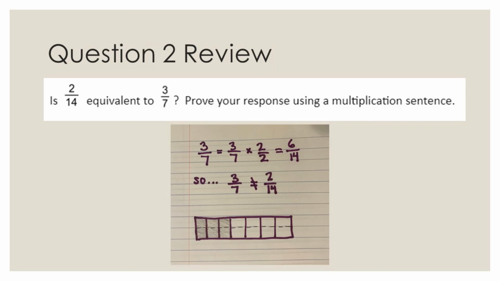That fraction is equal to 1, so that's okay. I'm multiplying the numerator and the denominator by the same number. However, in the numerator, 3 times 2 would get me 6. Therefore, 3/7 is not equivalent to 2/14.